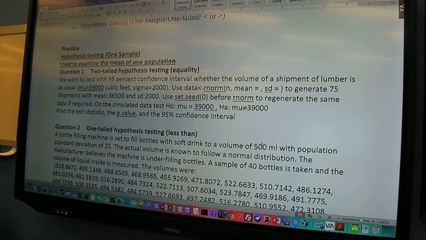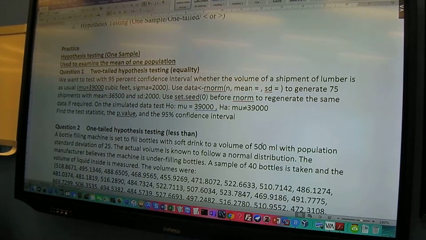So my null hypothesis is basically that I am testing whether mu is equal to the population mean or not. So basically mu is equal to 39,000. I'm testing against the population. That's why mu equals 39,000, not mu equals 36,500 or whatever.